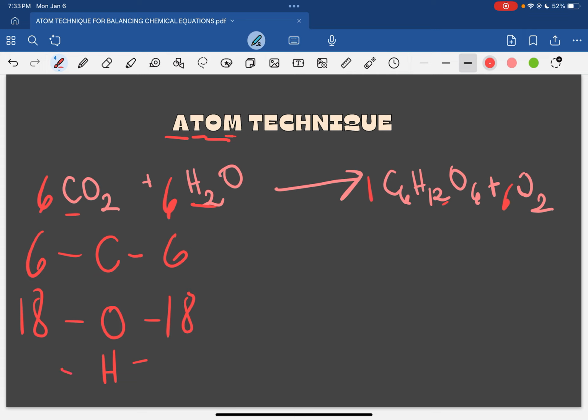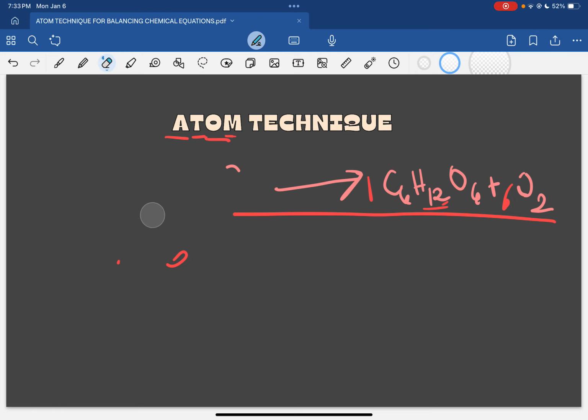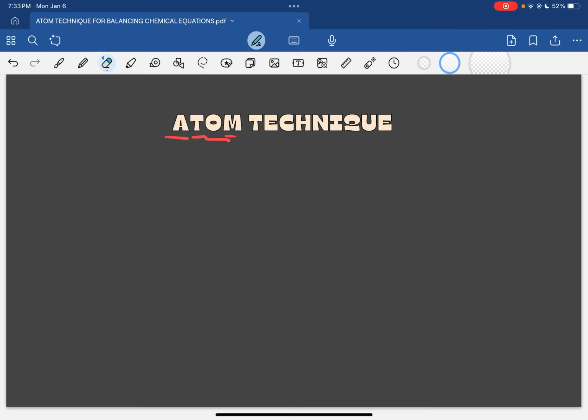And for hydrogen, we got 12 atoms of hydrogen in the reactant side, and 12 atoms of hydrogen in the product side. So this equation is already balanced. So if it's alright by you, you can try to practice balancing these chemical reactions. And it's on you if you want to comment down the answers or try it out by balancing the following chemical reactions.